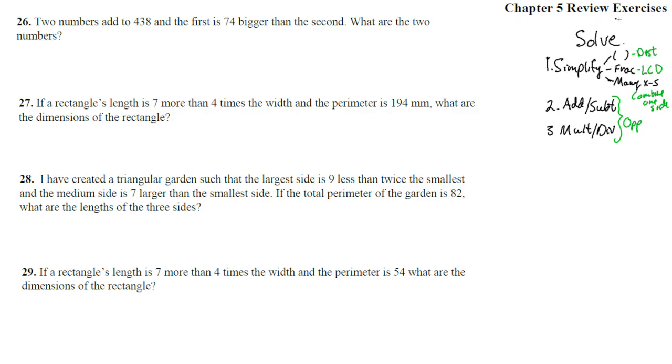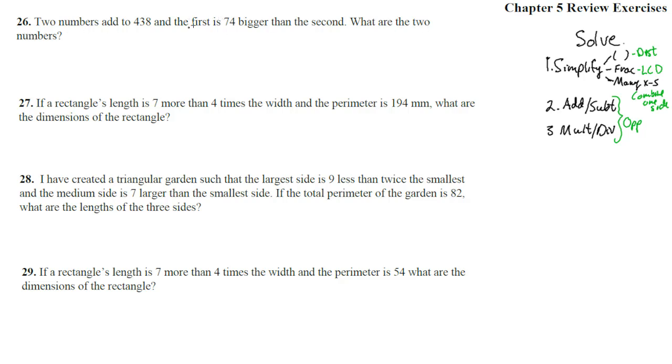Here we are in Chapter 5 Review, exercises numbers 26 through 29. Word problems here, so we've got to turn them into an equation so we can solve them. Ooh, we have two numbers that add to 438. The first is 74 bigger than the second. What are the two numbers?